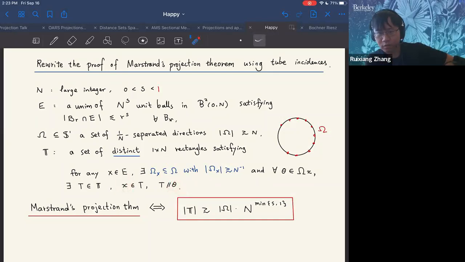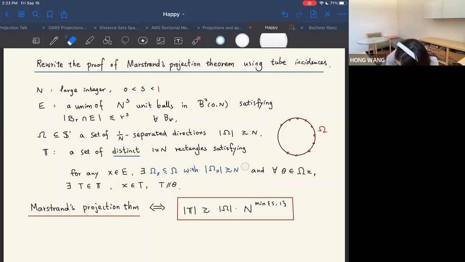So should be n instead of n inverse, right? Right, thank you. Yeah. Okay, thanks.